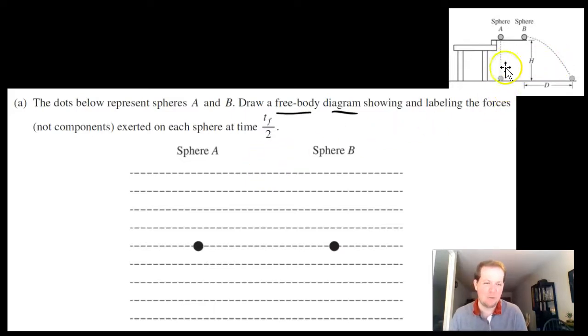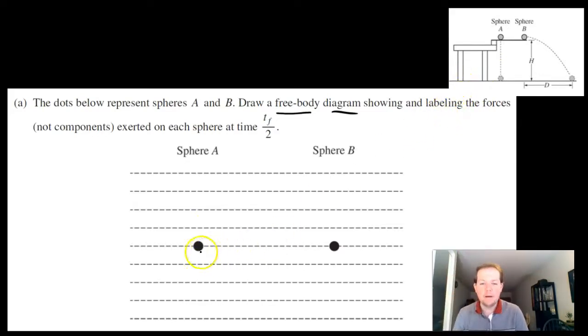Would that be like halfway? Would it be more down here, more up here? Well, they're certainly in the air, right? So TF over 2, it's when they're in the air. So I'm drawing free body diagrams while they're in the air. Okay, when sphere A is falling, that's classic free fall.